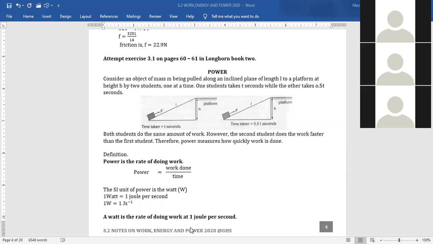Am I making sense? So for tractors and vehicles, these ratings are labeled in horsepower. I don't know whether you have heard about that horsepower. What does it mean? About what they mean by horsepower.